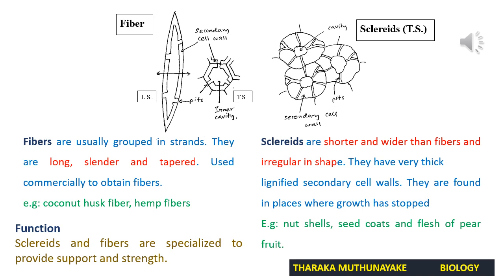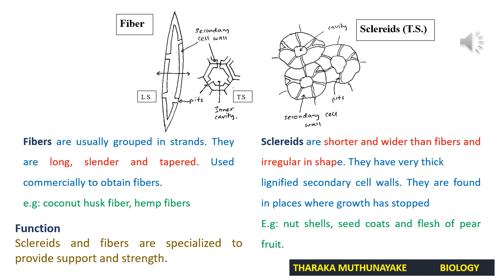Here, examples, it says nutshells, seed coats. In addition to that, flesh of pear fruit. In flesh of pear fruit, sclereids are arranged as clusters. Okay. In addition to that, where can we find the sclereids or fibers in the plant? Simply, these sclerenchyma fibers can be found in xylem and phloem and also in different other locations in the plant. When we are discussing plant growth, we can mention those locations. Until then, here just remember they are found in xylem as well as in phloem.